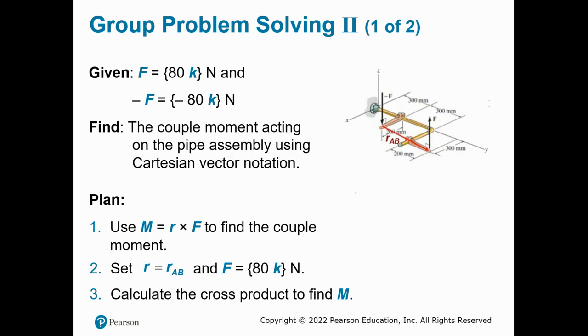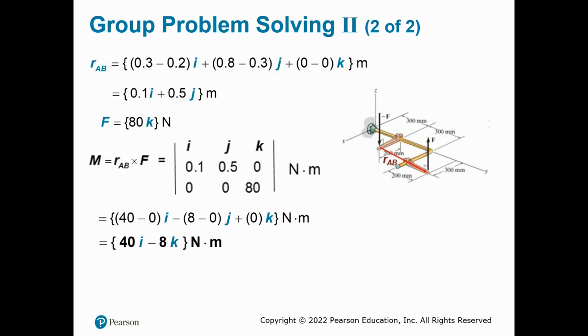Next group problem, I have force 80 going down, and the other force negative 80, meaning positive 80 is the one going up, negative 80 is the one going down. So we're looking for the couple moment acting on the pipe assembly using the Cartesian vector notation. Again, we're going to do M equals r cross F, r being the position vector from A to B. Be careful with the position vector, ending point minus the starting point.